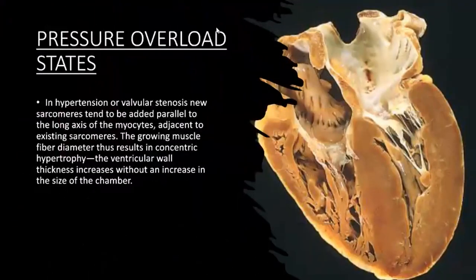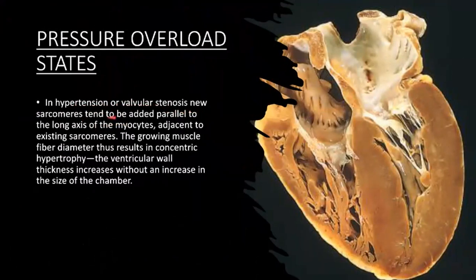Now, the cardiac muscle might undergo hypertrophy in two states, a pressure overload or a volume overload. Now, let's start with the pressure overload states. Pressure overload occurs in these two conditions: hypertension or valvular stenosis.